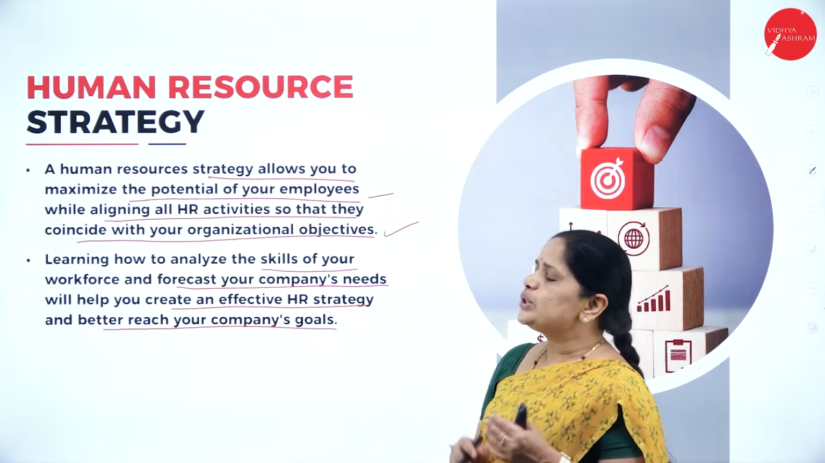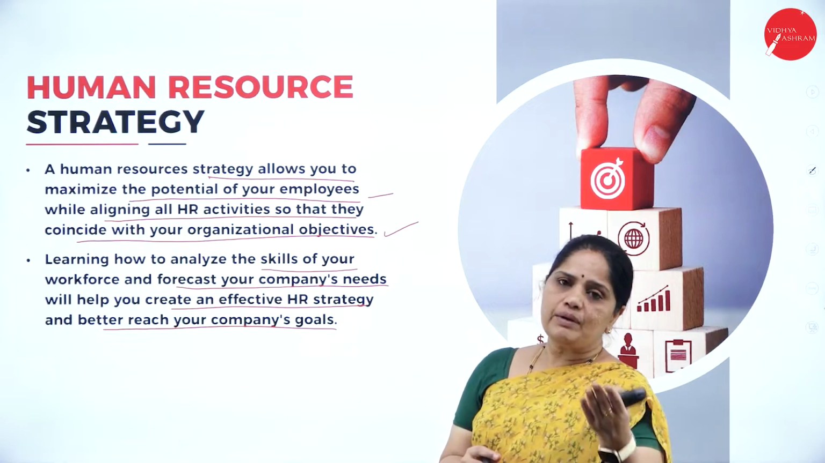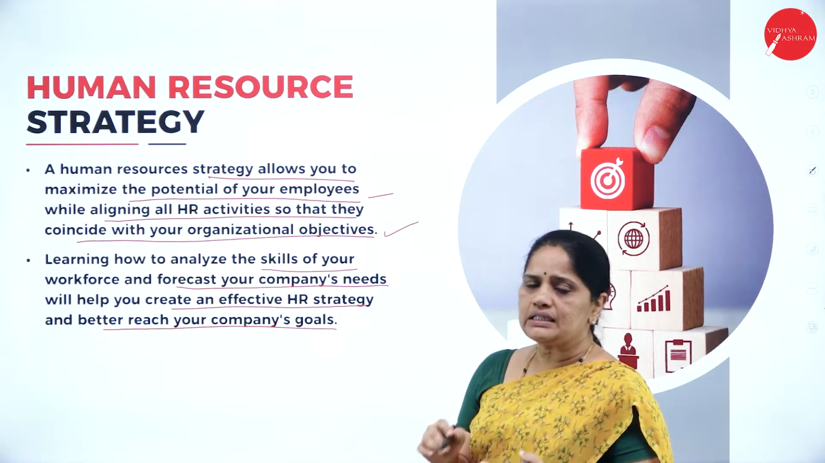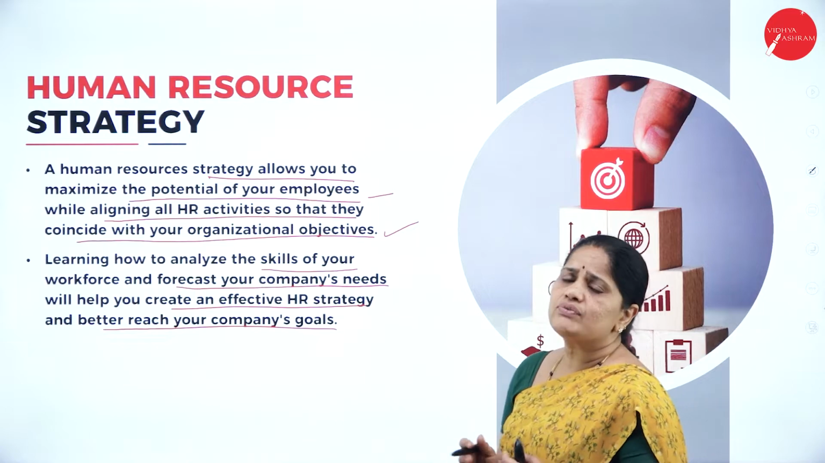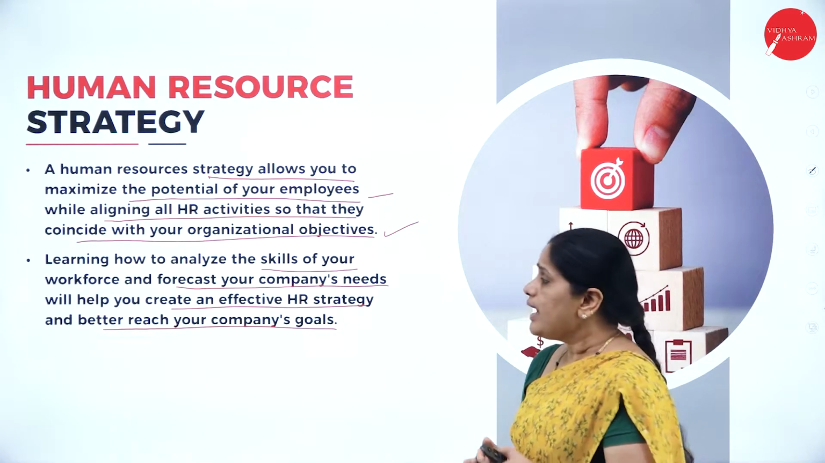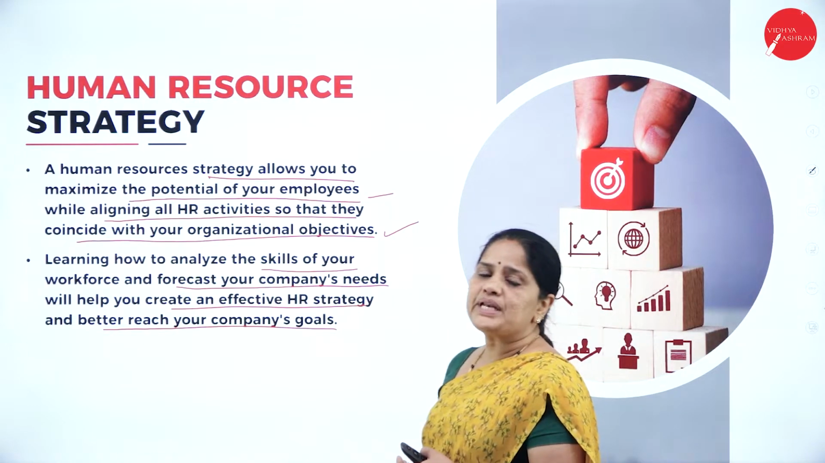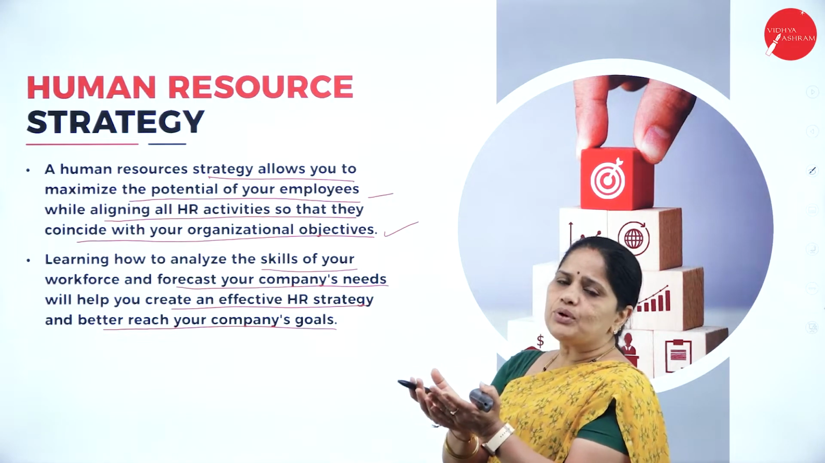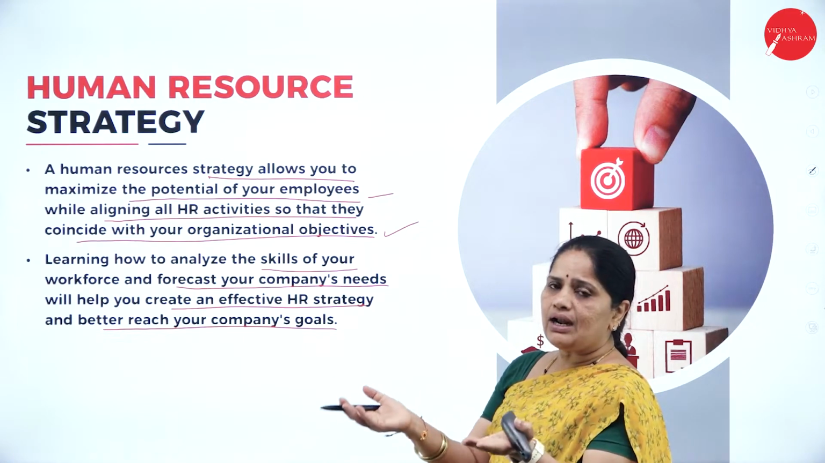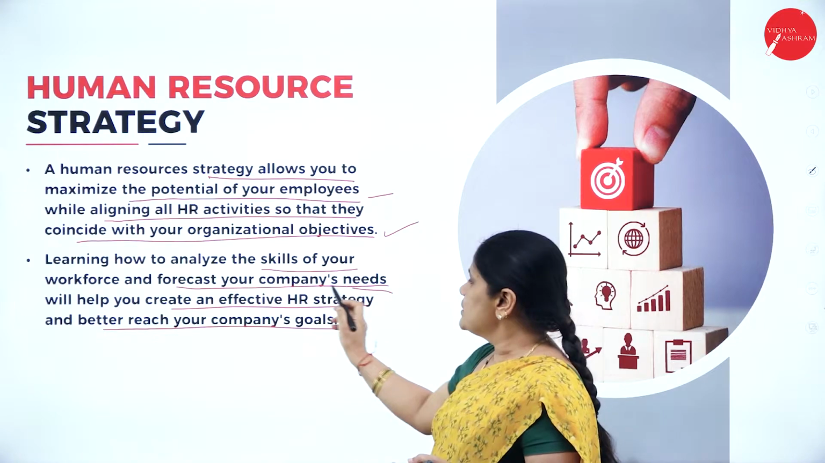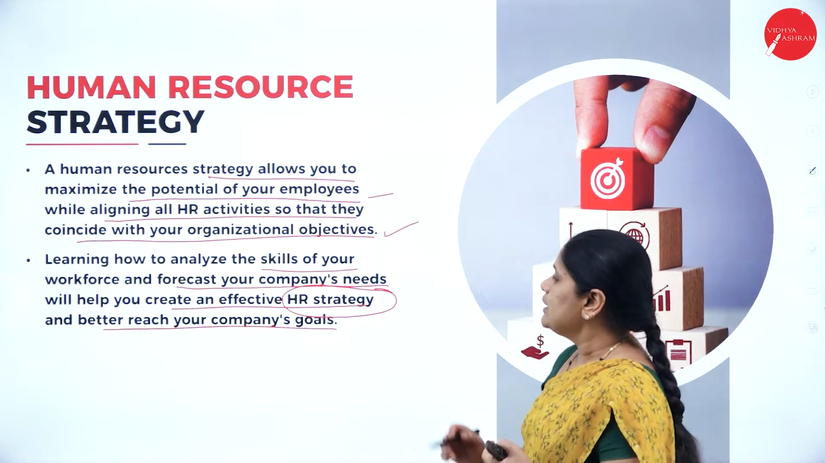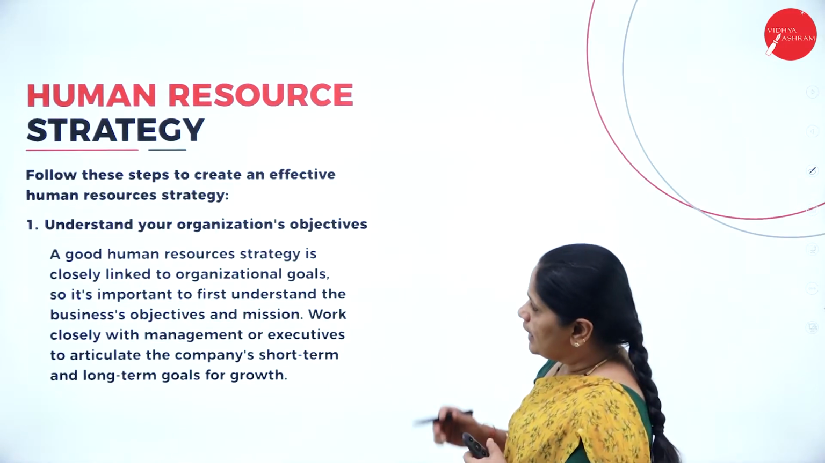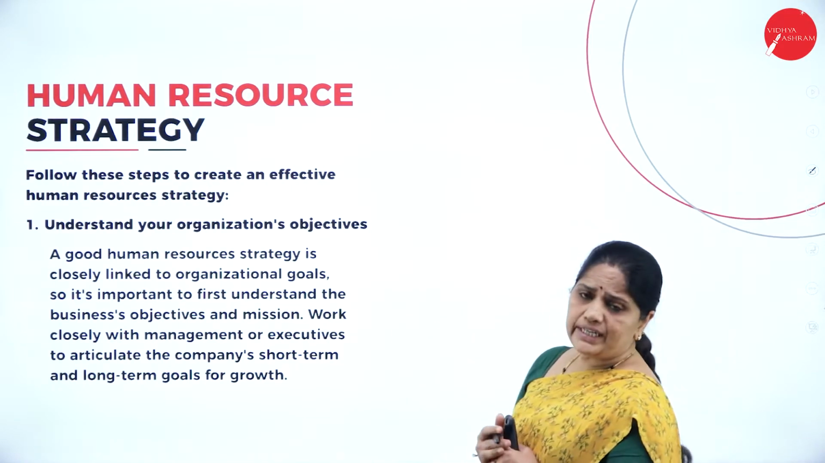So, we should know how to analyze the skill of the workforce. Whenever we are appointing any staff to the organization, first thing is we have a selection test, and then we have another round of interview, and through the various tests we will be able to assess what kind of skill the person has. And then next thing is you forecast your company's needs. So, what are the needs of the company? You forecast the needs, and when we align both of these, that is the potential skills of the employee along with the needs of the organization, this will help in building a good HR strategy. When you have a good HR strategy, you will be in a better position to reach the company's goals. Then, follow these steps to create an effective HR strategy.